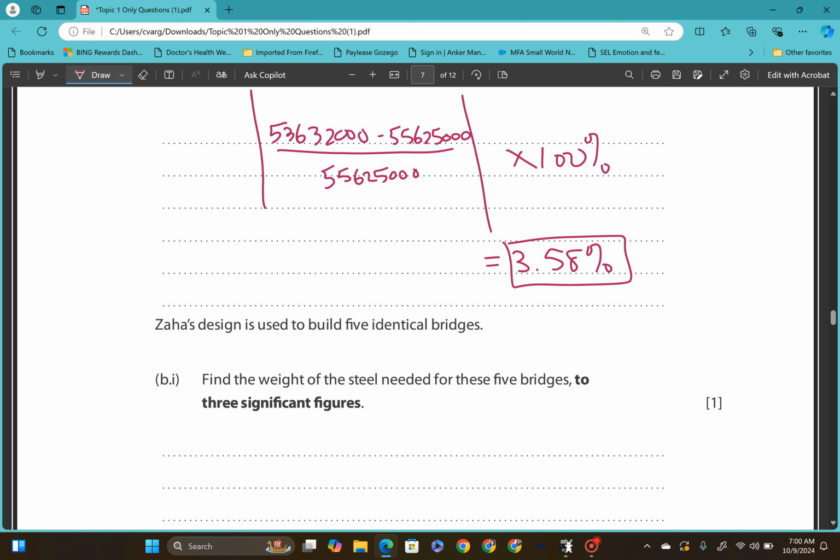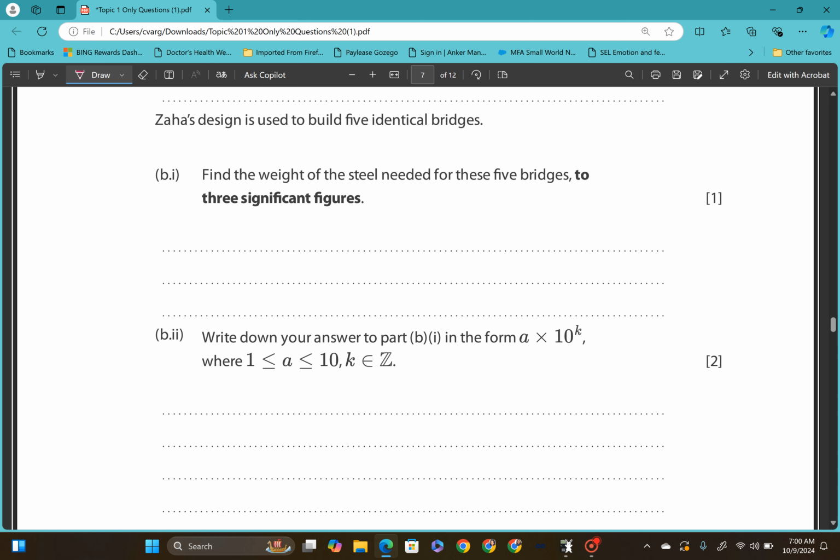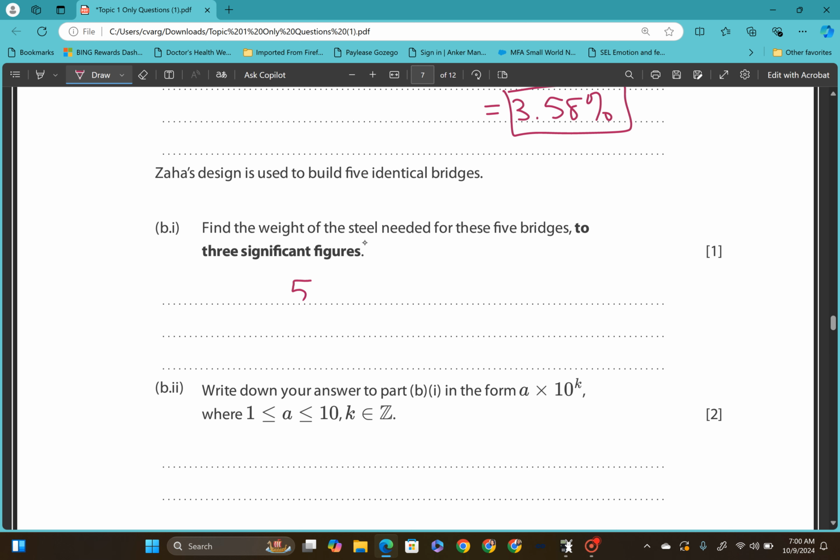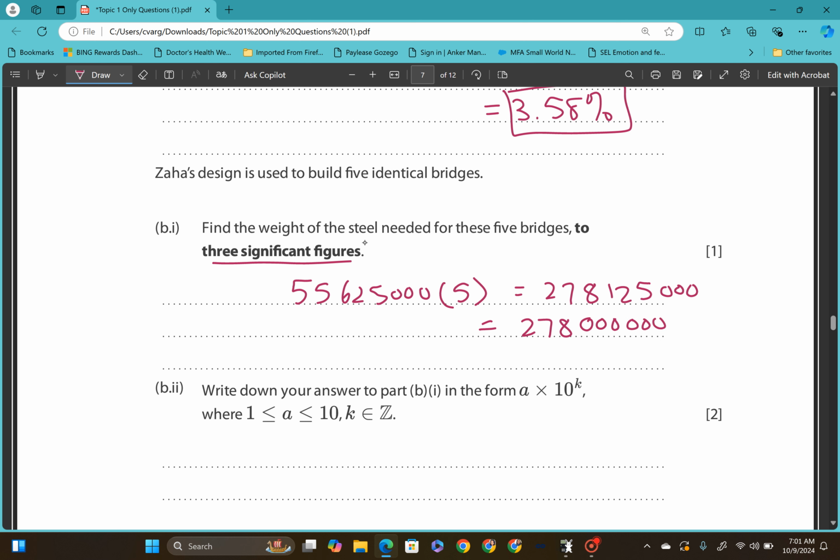All right. Now it says find the weight of the steel needed for these five bridges to three significant figures. So we're going to take the exact weight, which is 55,625,000, forgive my handwriting, times 5, and that's equal to 278,125,000. And we are going to round this to three significant figures because they told us. So this is 278, and then the rest of it turns to zeros. All right, so this is our final answer rounded to three significant figures.